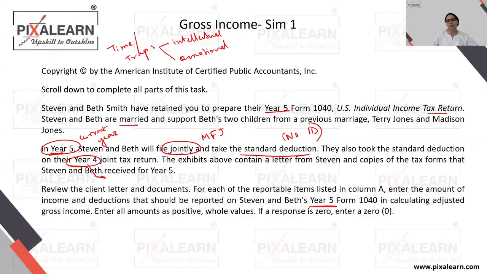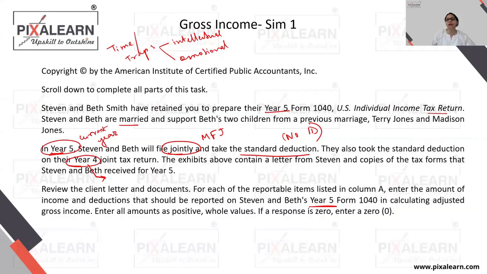The moment I hear this, what is it that I should be alert about? The moment they tell me that last year also they took the standard deduction, what is it that I have to be alert about, guys? Anybody? Anything? Any bell rings the moment I hear about last year's tax return? Very good. So who was this? Ritika. Very good. Tax refunds.